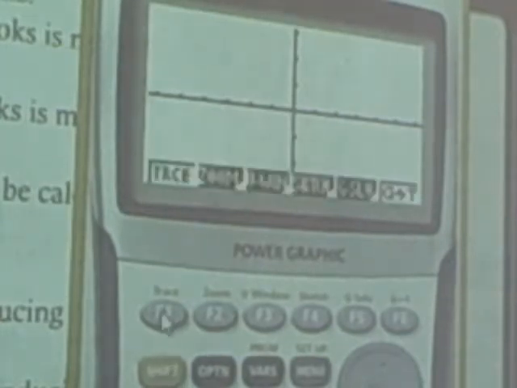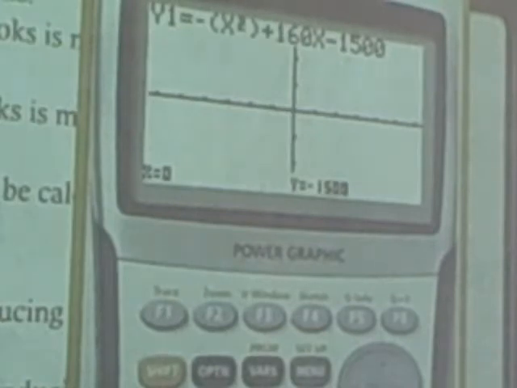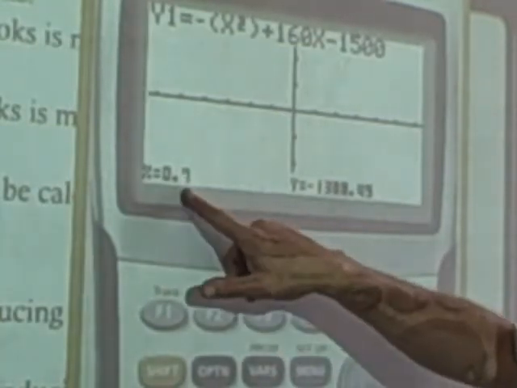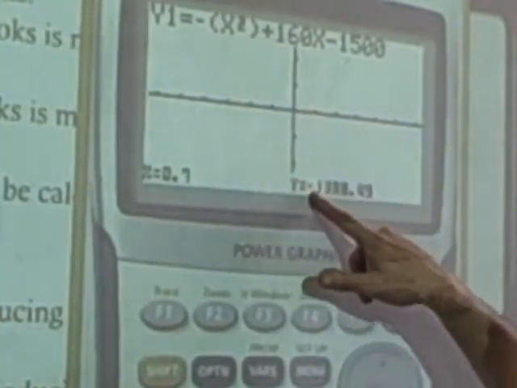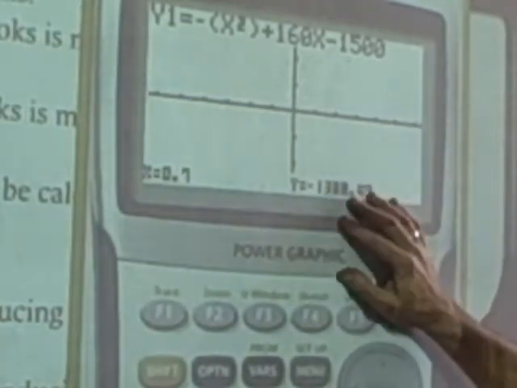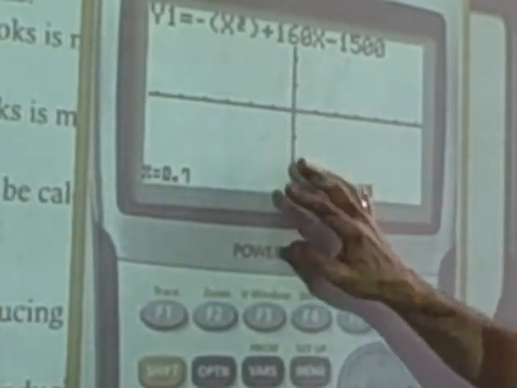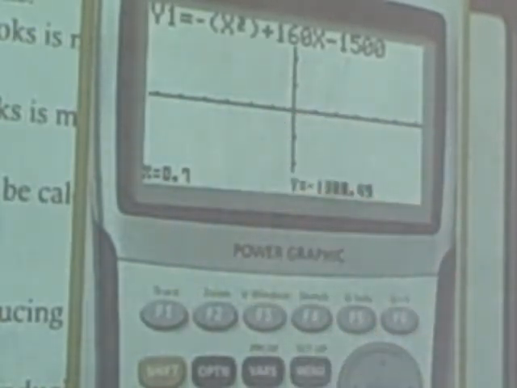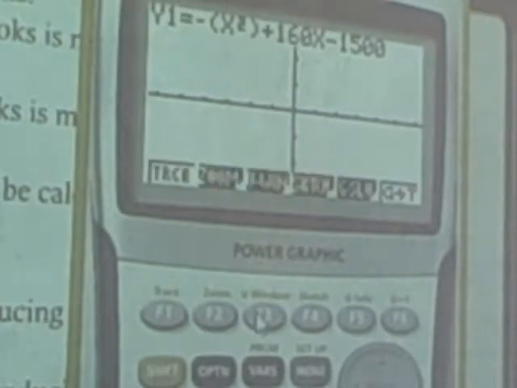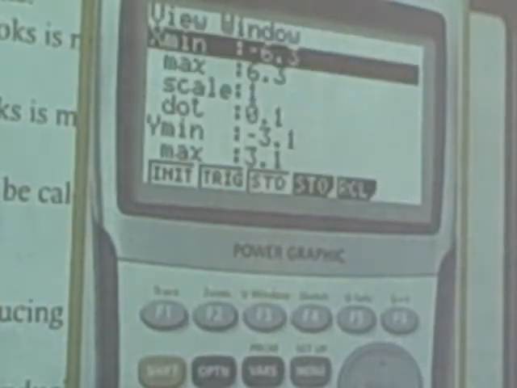When you don't see anything, another thing you can try is trace. So if I hit Shift F1, then I can trace a little bit. If I move around with the arrow keys, you can see the x values and the y values. So this is showing that at an x value of 0.7, which is right about in there, my y value is negative 1,388. So no wonder I don't see it. It's way off of this scale. This window is determined by what I get here. So let's go Shift V window, and let's look what we've got. This is sort of a standard viewing window, from negative 6 to 6 and negative 3 to 3. That's my problem.